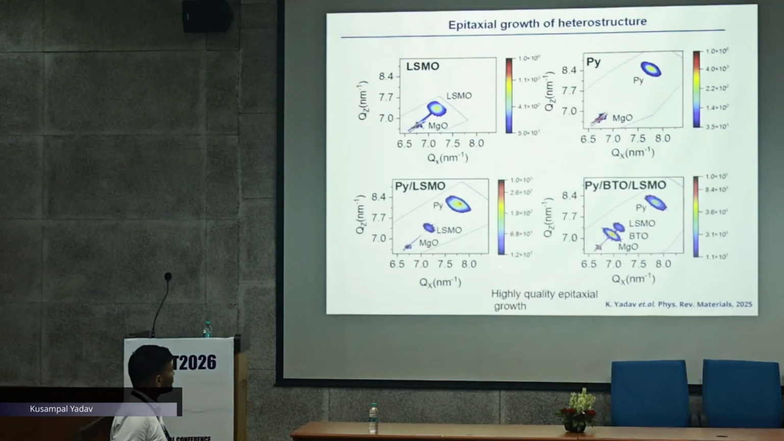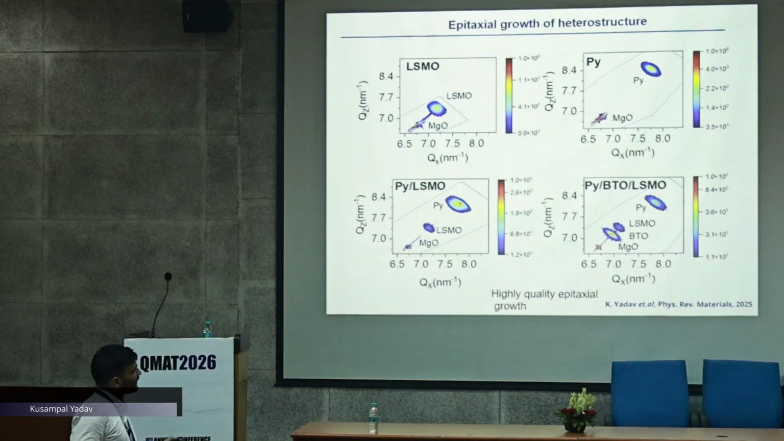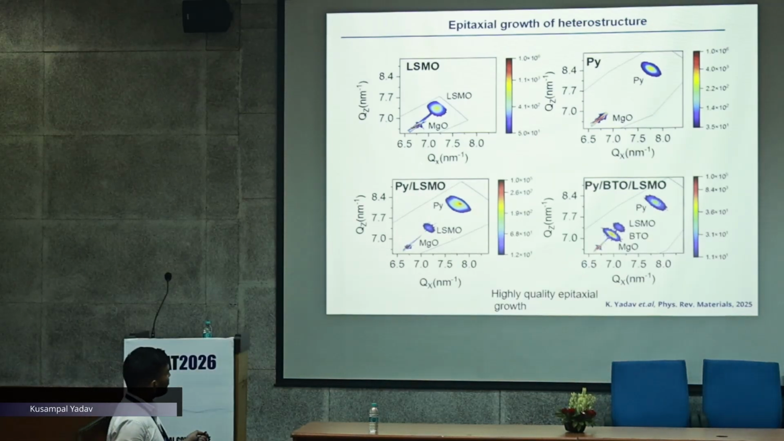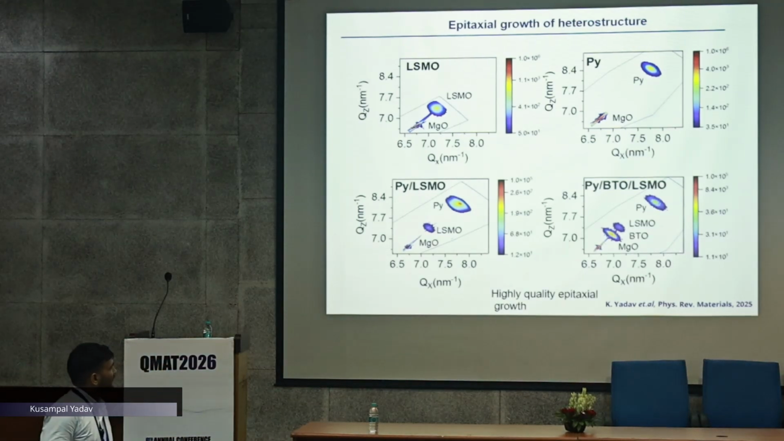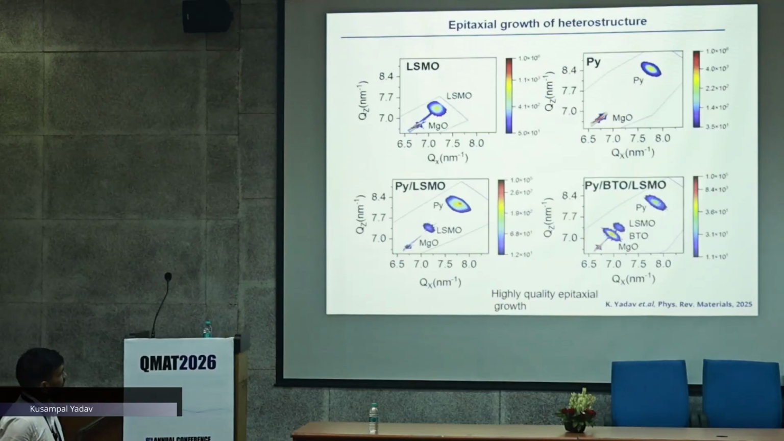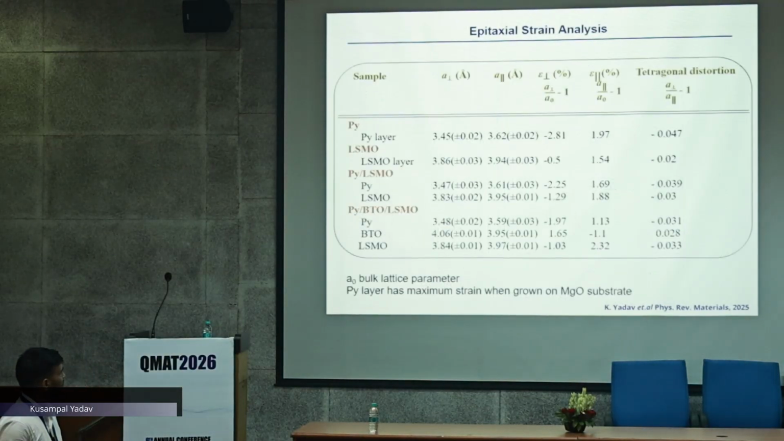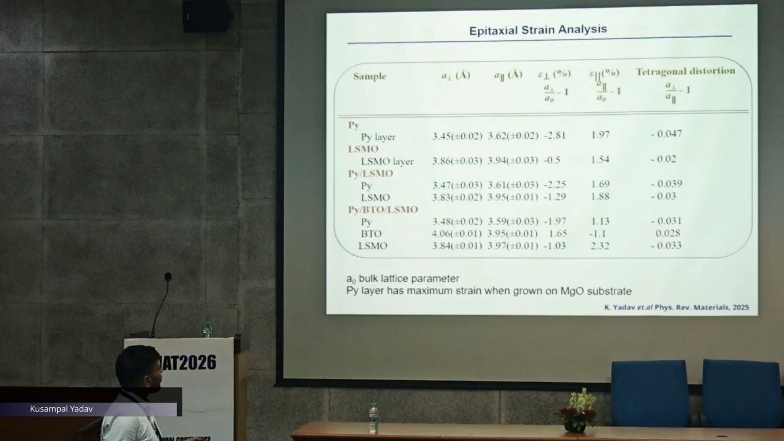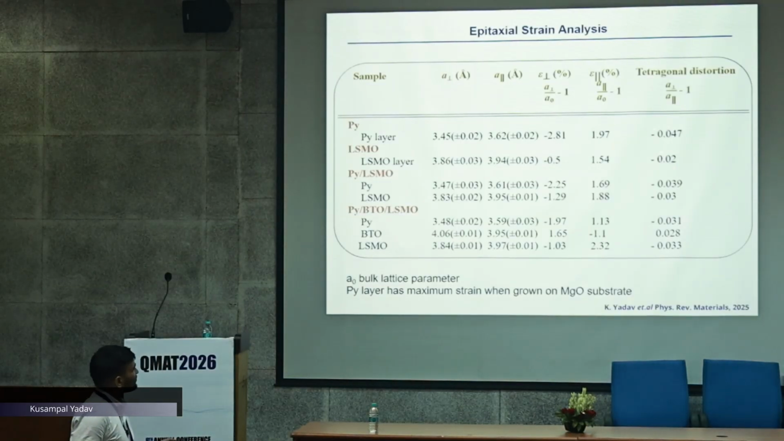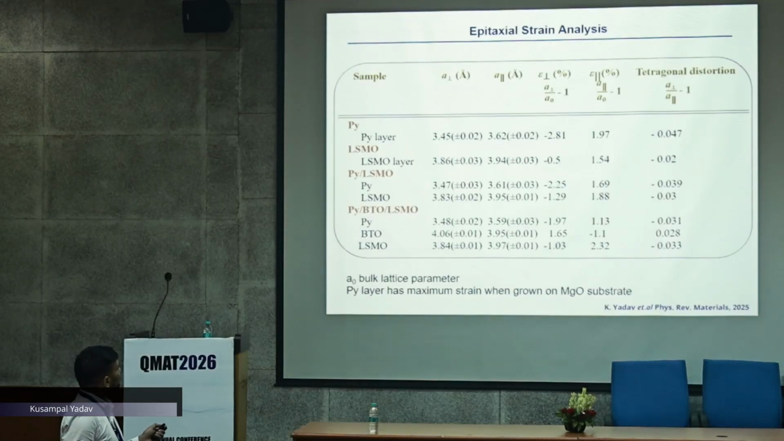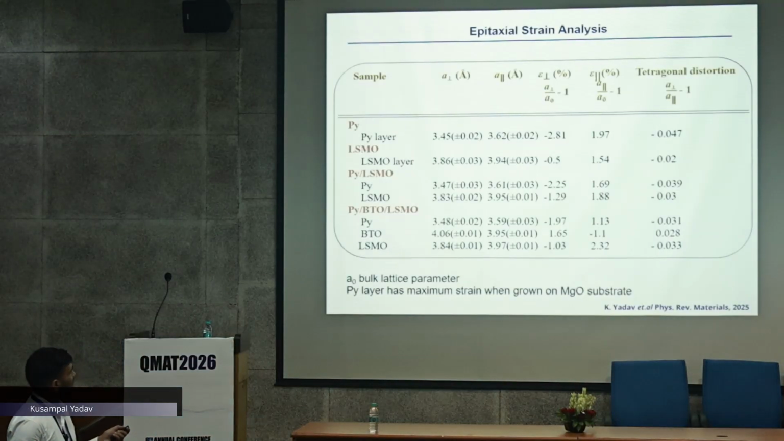Further, we have confirmed the epitaxial thin film growth and also calculated the in-plane and out-of-plane lattice parameters by using the RSM, which we have done around an asymmetric plane. Here we can observe that corresponding to a single layer, we have obtained a single peak, which shows good epitaxial thin film growth. And from there we have calculated the in-plane and out-of-plane lattice parameters. We have observed that permalloy grown on MgO has a larger tetragonal distortion in comparison to permalloy grown on BTO.